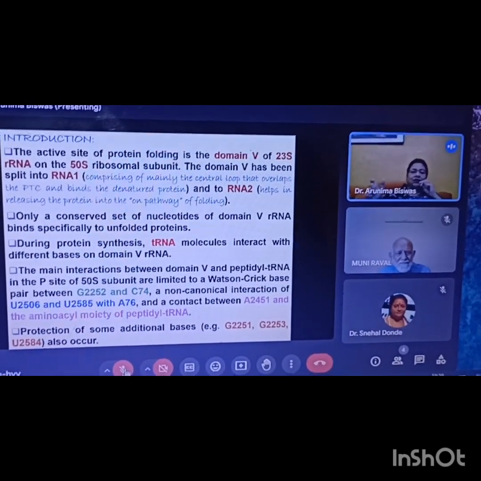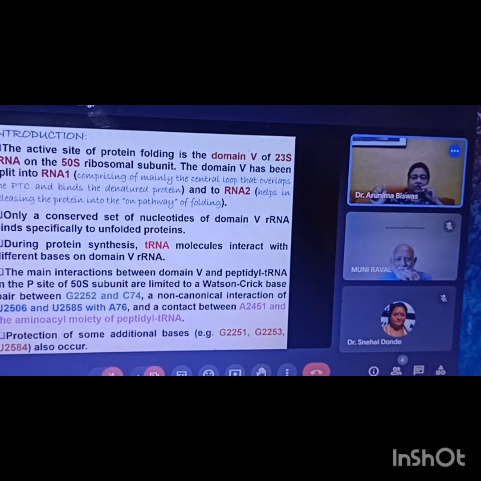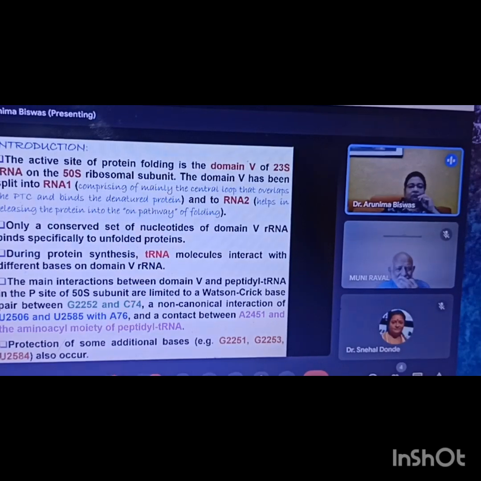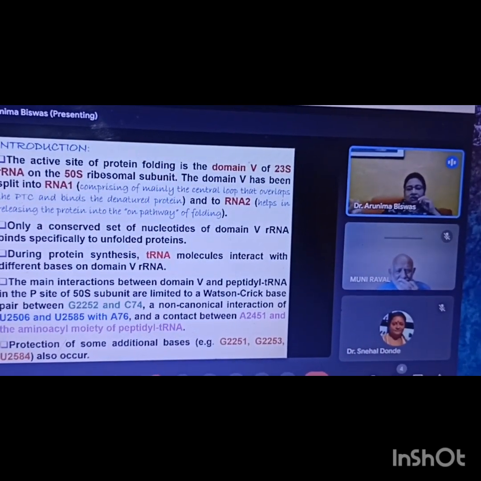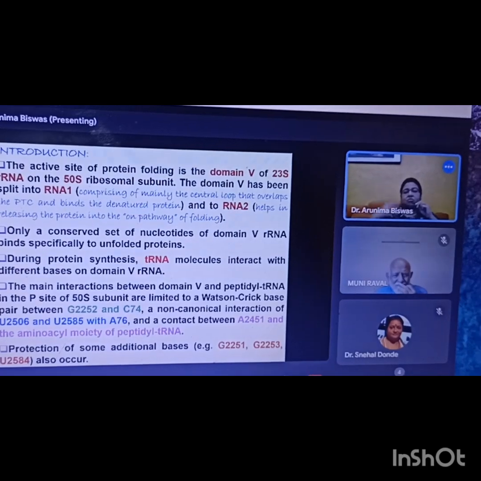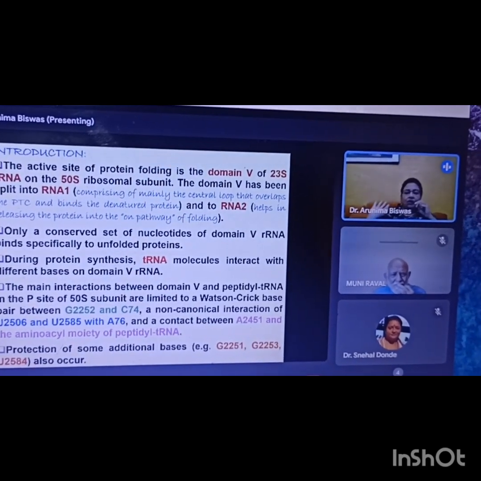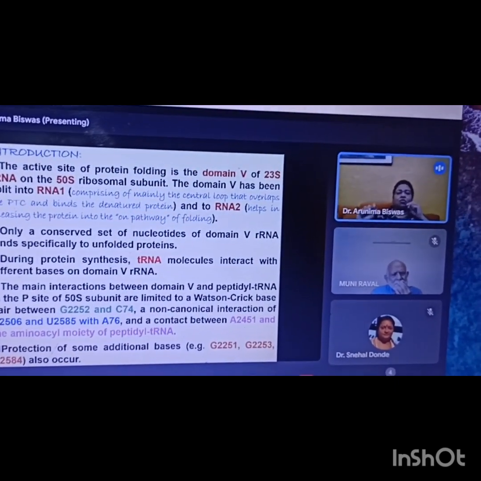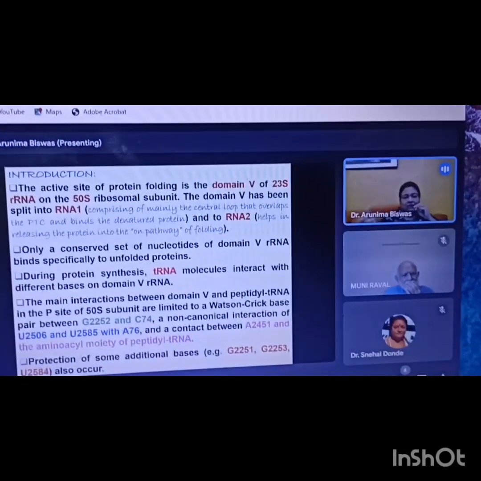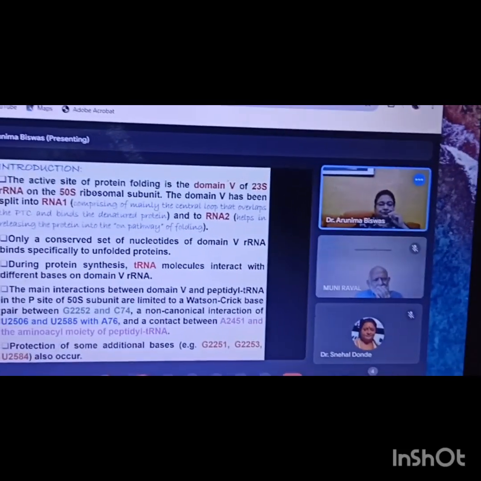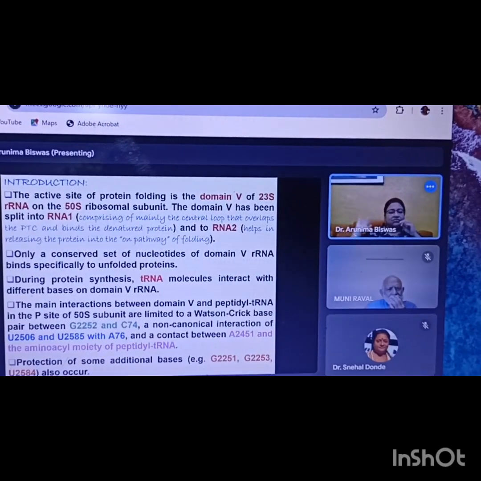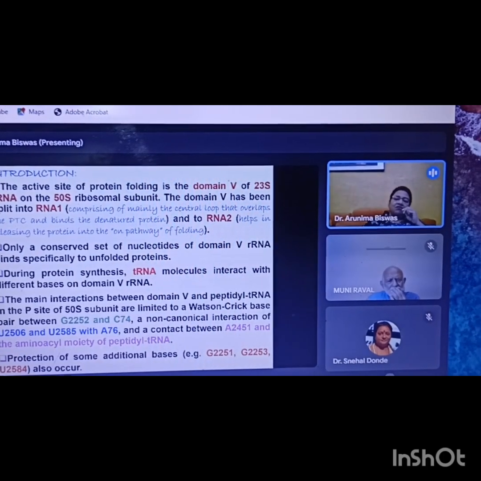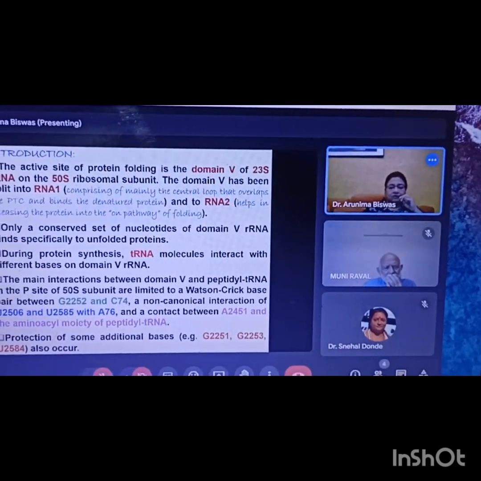So what we did was we split domain 5 into two parts. One comprises mainly the central loop that overlaps the PTC and binds denatured protein, but you can think of it as nascent protein which is not yet folded. That part we called RNA1, and the other part we called RNA2, which helps release the protein onto the on-pathway of folding. If this step is missed, then the protein goes on to misfold. We showed that with DNA K1, etc. That's another story. Only a conserved set of nucleotides of domain 5 rRNA binds specifically to unfolded proteins.